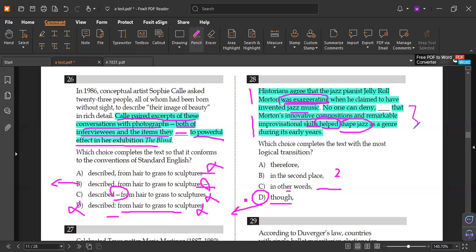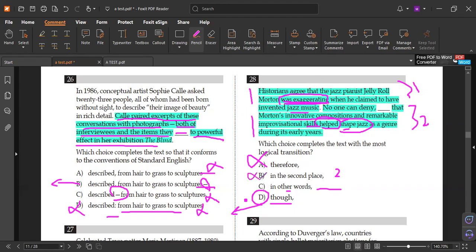Again, did this action happen because of that, or because he was lying, he helped shape jazz? How? He was lying and made jazz? No, because B is wrong. In the second place, it means this action happened after this action. It's not an order of action.